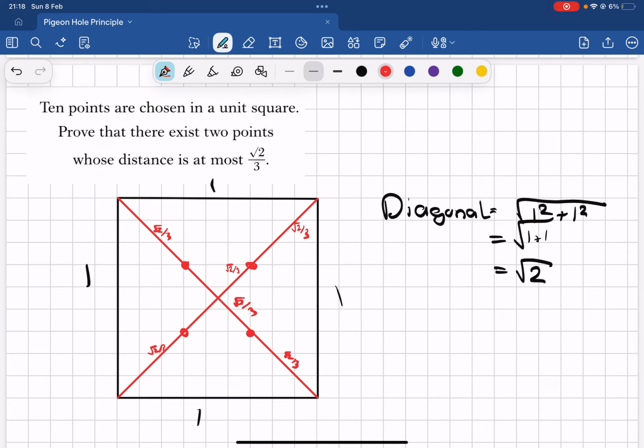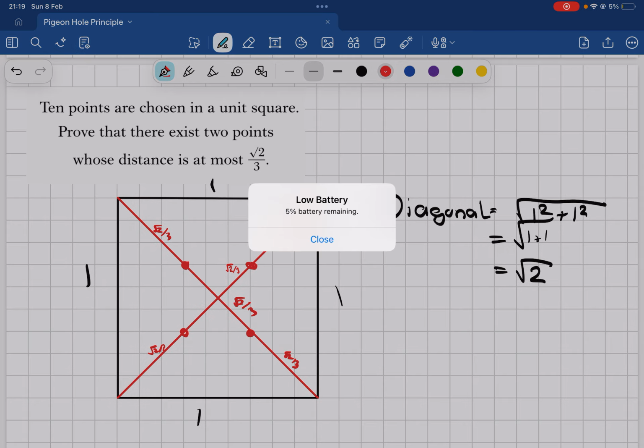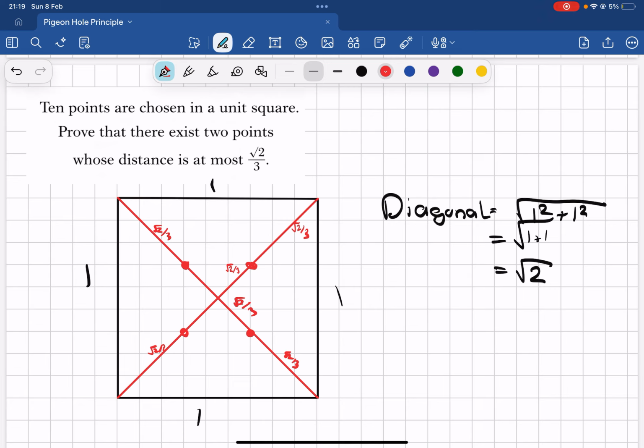Alright, so we've somehow broken this square down, but not really yet. So let's reread the question one more time to see if we get any more insight into what we need to do. 10 points are chosen in a unit square. 10. Prove that there exist 2 points whose distance is at most root 2 over 3. Now, what can we do? Well, again, we know 10 equals 9 plus 1.